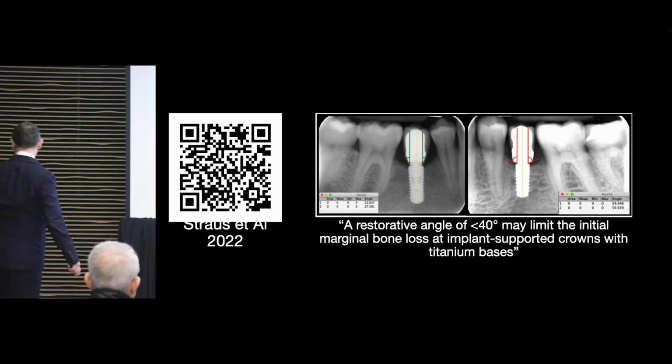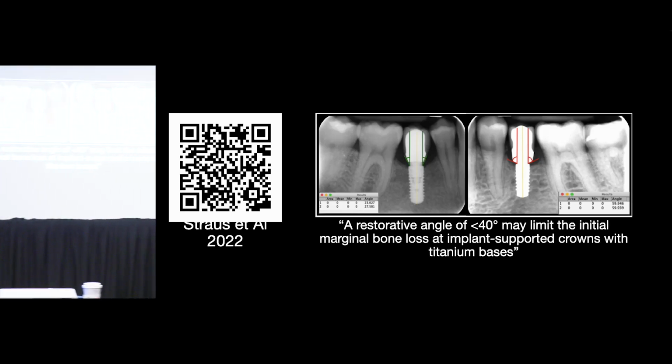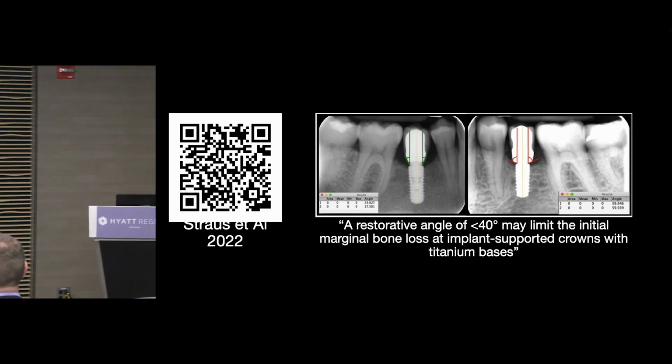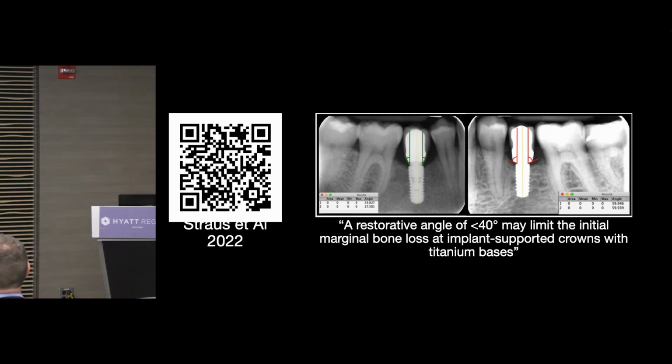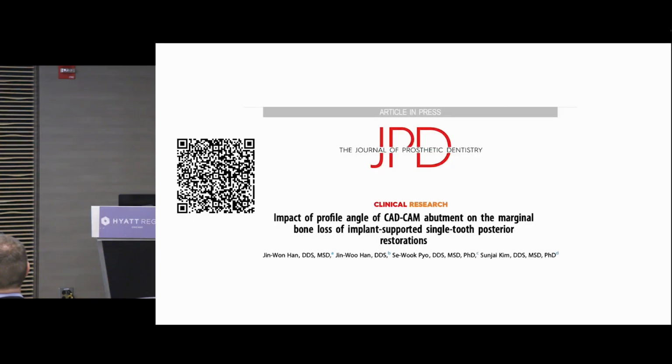There's a couple of papers that guide us a lot on this. This is the first one, and there are about 3 or 4 that fit into this category. On this one, it says we need a restorative angle of less than 40 degrees. I.e., if we come up too soon, we sometimes find we have an area where food gets trapped underneath, or the patient finds it difficult to clean, and we end up with marginal bone loss if we do that.